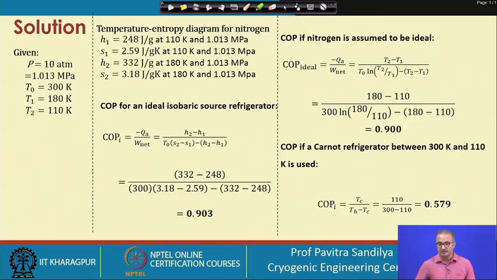If the COP of a Carnot cycle is found out, this is the Carnot COP between 300 K and 110 K, assuming an isothermal source at 110 K. We find there is certainly a big difference between the ideal or Carnot COP, depending on whether we have an isothermal source or a variable temperature isobaric source.